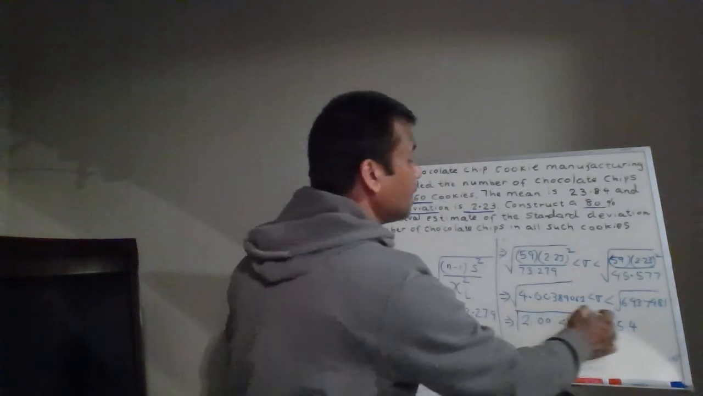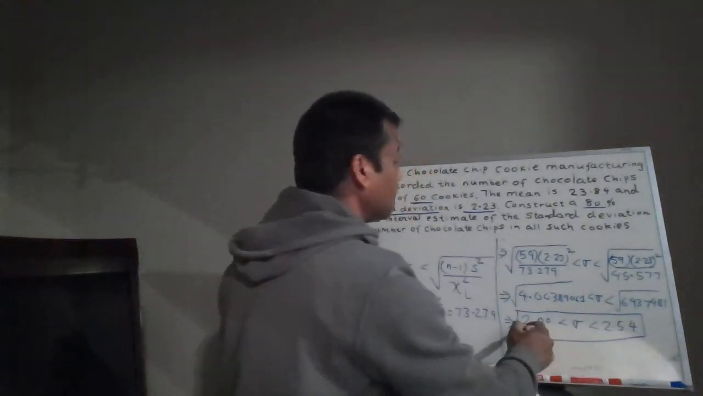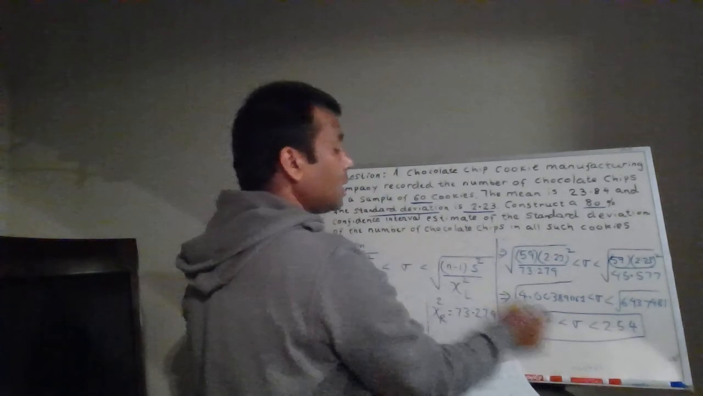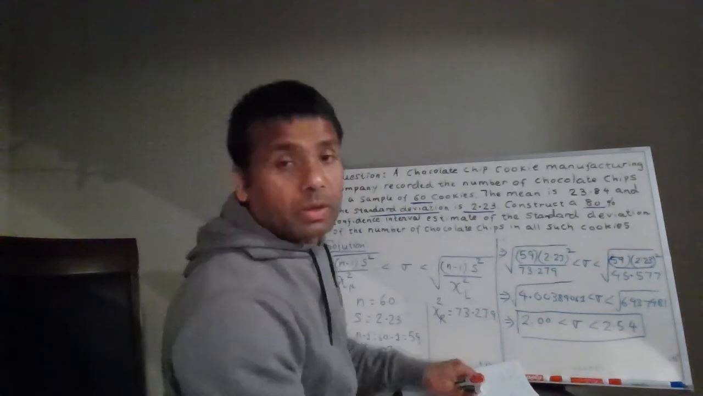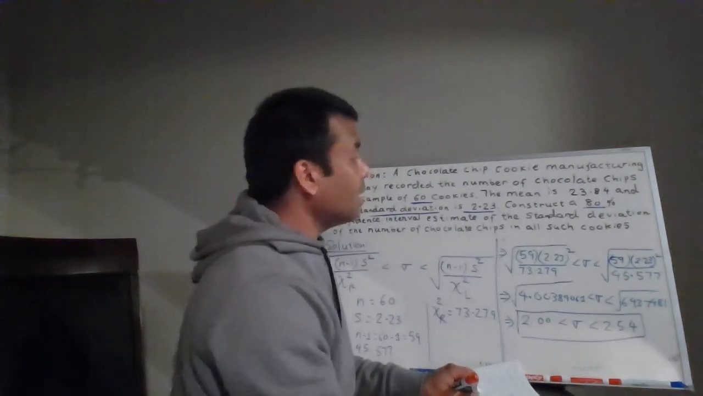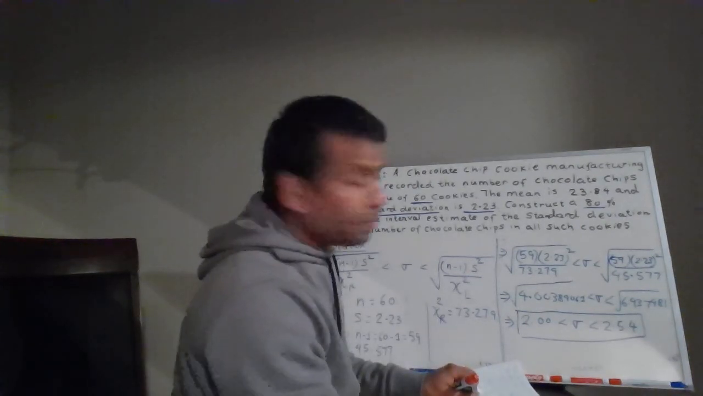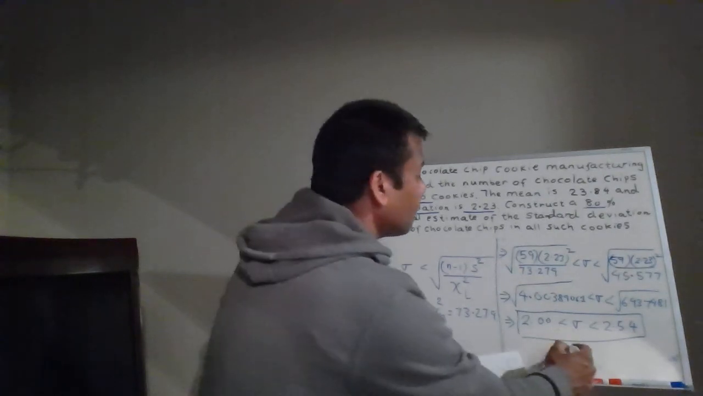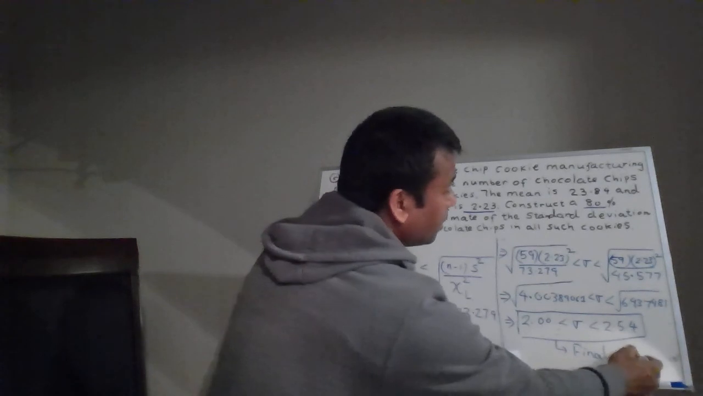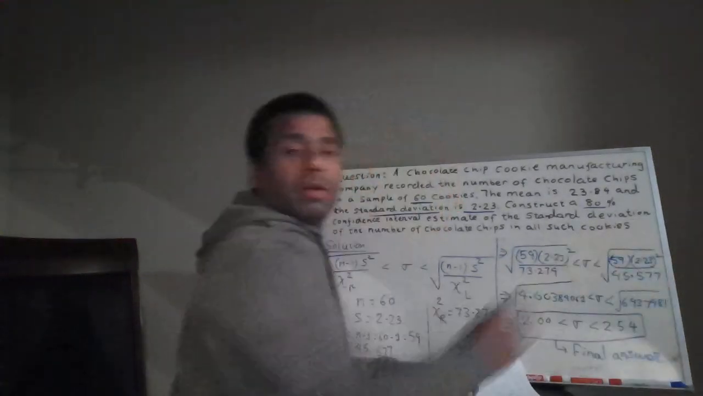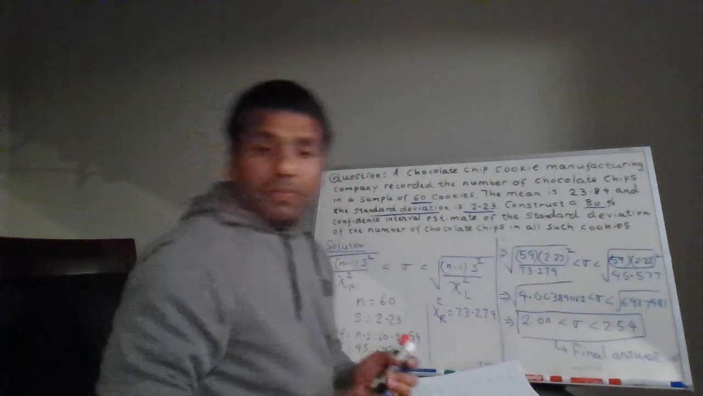So this is the 80% confidence interval estimate of the standard deviation of the number of chocolate chips in all such cookies. This is your final answer. Okay guys, thank you.